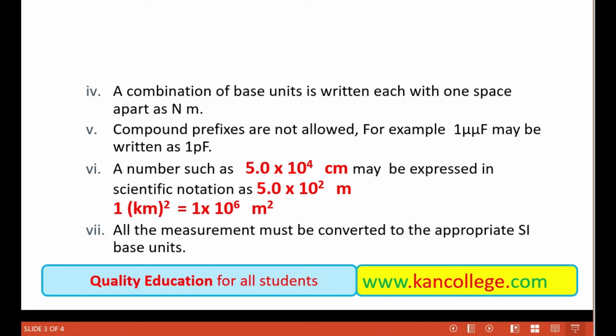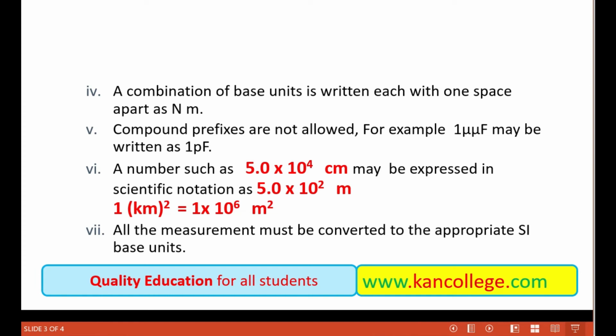So 1 kilometer square is actually the unit of area, and 1 kilometer square is equal to 1 into 10 to the power 6 meter square, or 1 million meter squares. 10 to the power 6 is actually equal to 1 million. When we say 1 million, then it means 10 to the power 6.